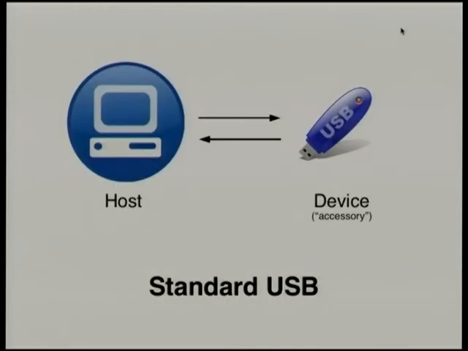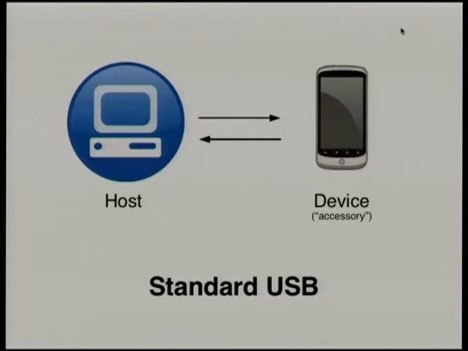So in terms of the communication aspect of it, with standard USB, you have a host and you have a device. So normally you'd have your PC and then you'd have an accessory of some sort. So it might be a mouse or a flash USB stick or something like that. So if you have an Android device, when you connect it to your computer, it would appear as a mass storage device, and that would allow you to transfer things towards the phone. And in this scenario, the device is an accessory.